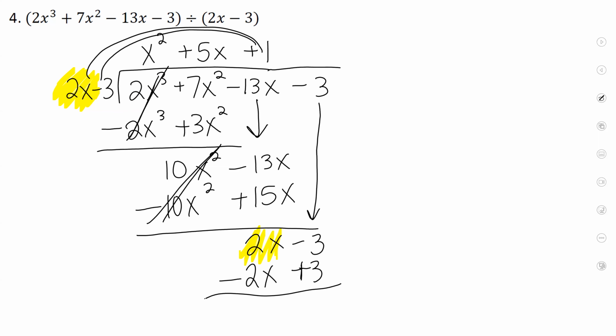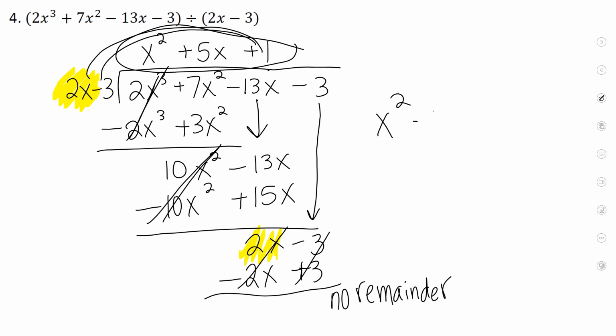And look, it all cancels. 2 minus 2 is just 0. Negative 3 plus 3 is 0. So there's no remainder here. Everyone write no remainder. So the quotient is what's here at the top. So this is your answer. x squared plus 5x plus 1. This is your quotient. The definition of a quotient is the answer to a division problem.